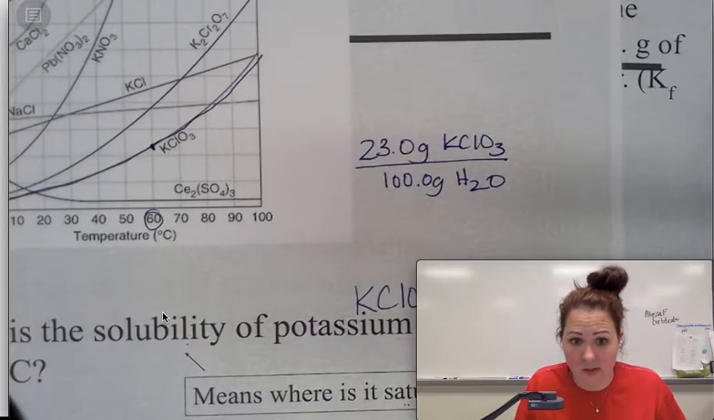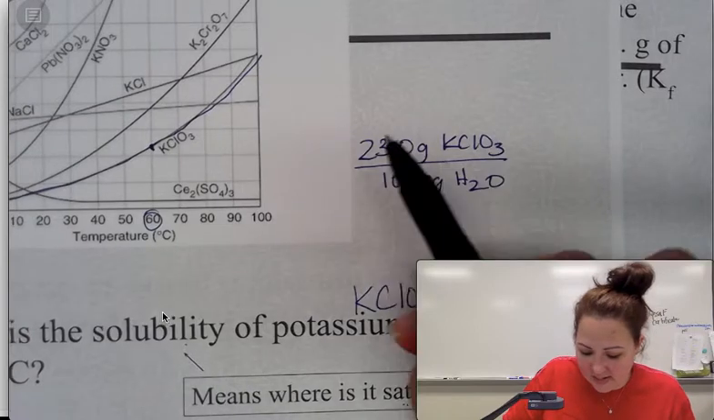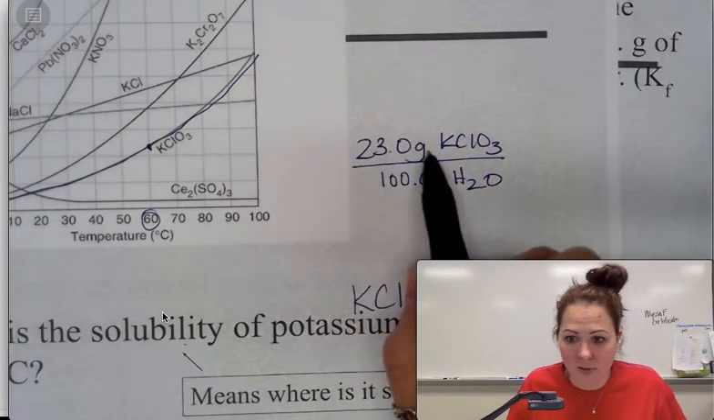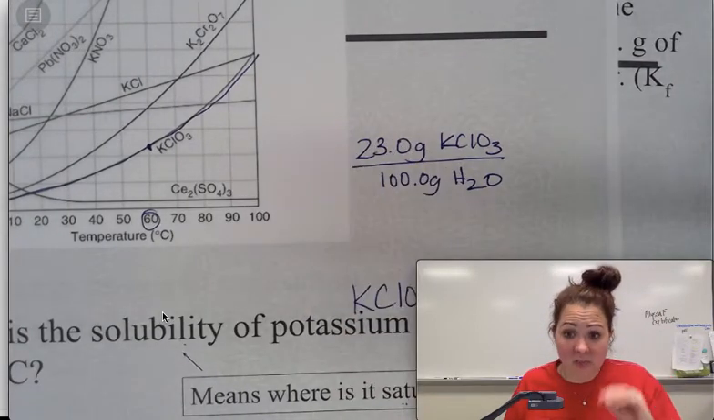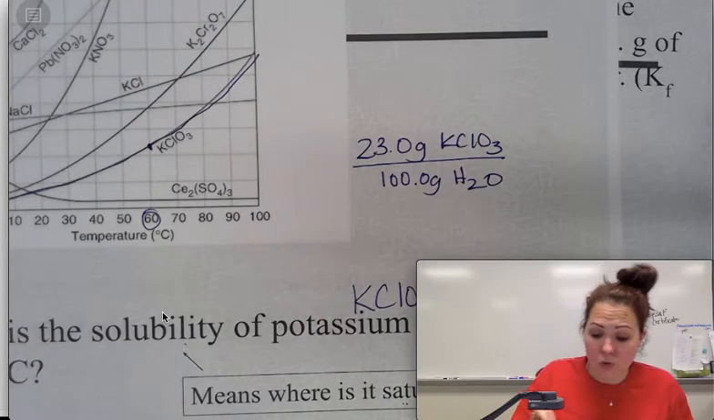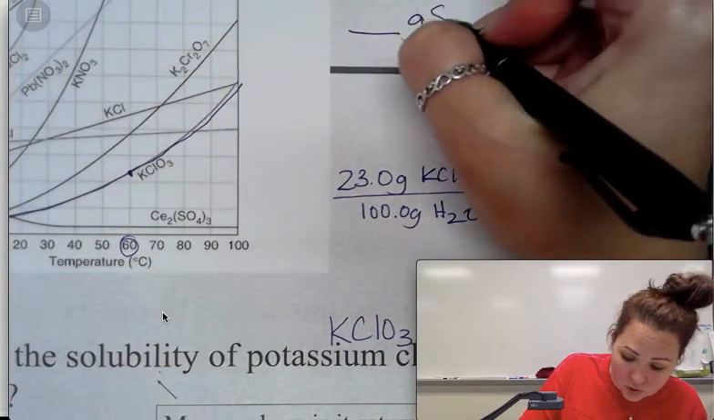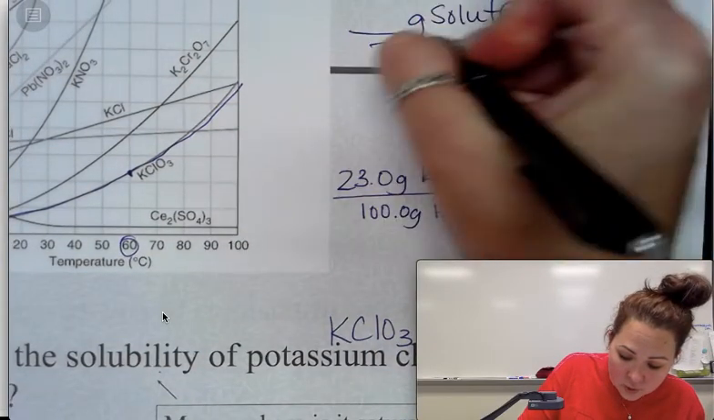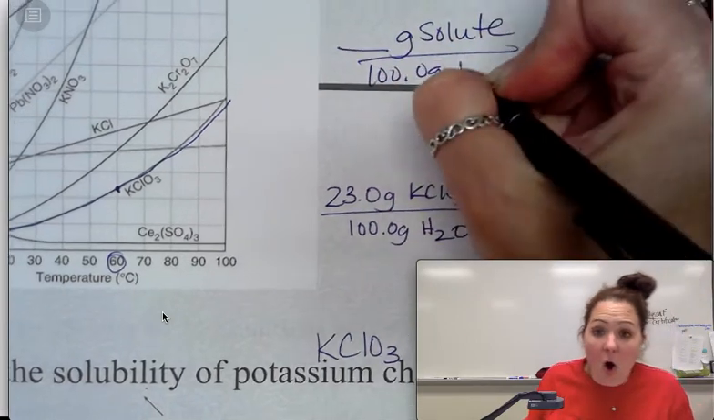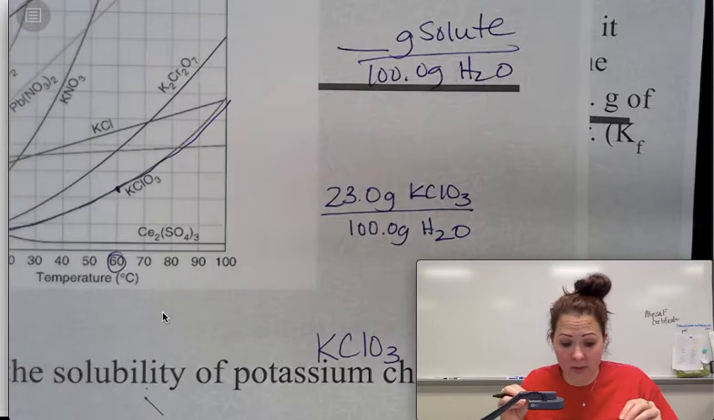A lot of times when people do these, they try to put the 60 degrees Celsius somewhere in there, and you can't actually do that. It's how many grams of solute are dissolved into 100 grams of water. So no matter what you read off of the graph, you have how many grams of solute are dissolved into 100 grams of water. It's always, always, always written in that way for your solubility.